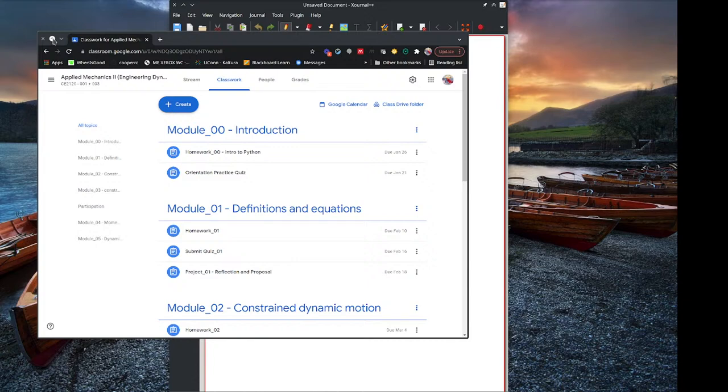Okay, so this is the last week of class. You made it. Woohoo! And again, the goal of this module 5 is just giving you something that you can take with you out of this class, showing I understand dynamics and this is how I can apply it to something that I like.